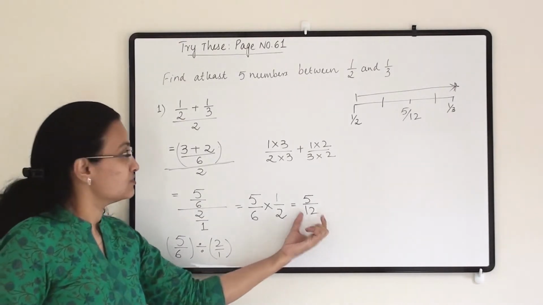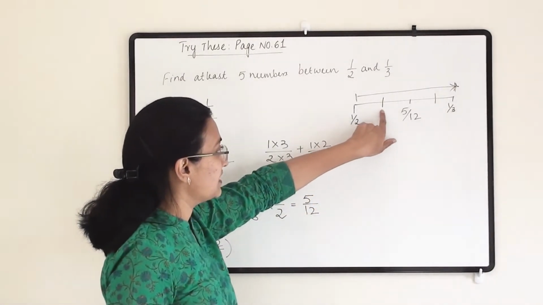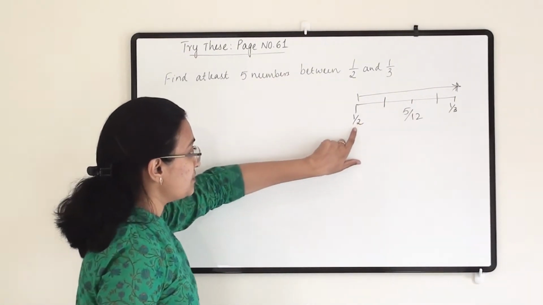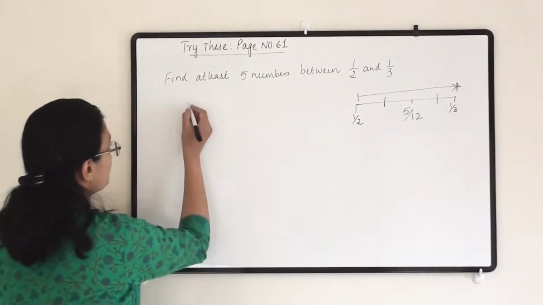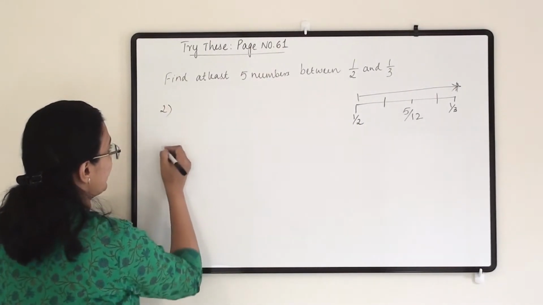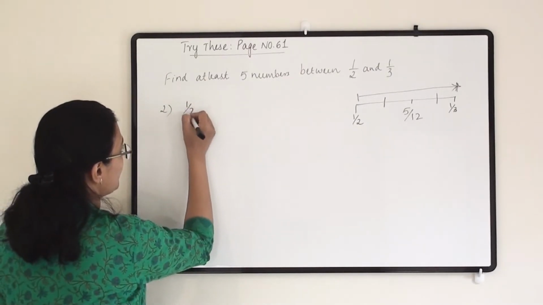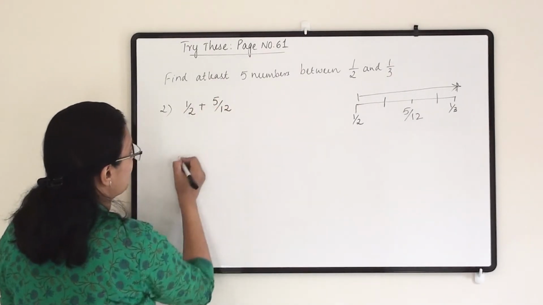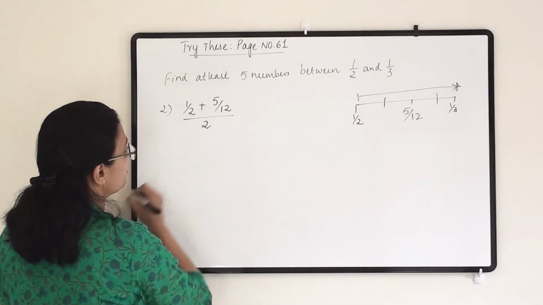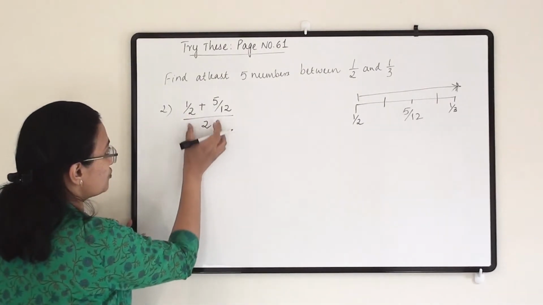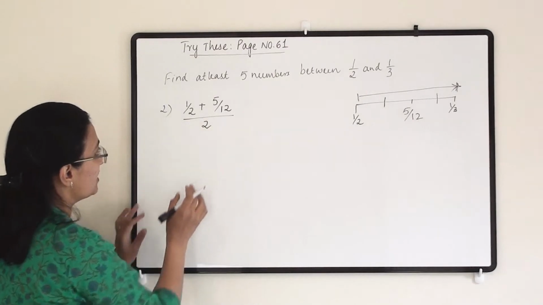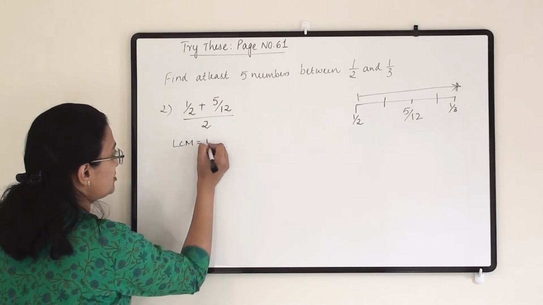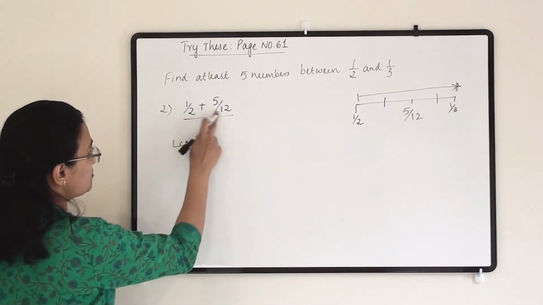It is very easy. So now let us first find this number and then we will find this number. Now we are finding the number which is in between 1 by 2 and 5 by 12. This is our second number. So we have to find the average of 1 by 2 and 5 by 12: these two numbers added, divided by 2. Now you can see here this is 2 and 12, so the LCM we will get for these two numbers will be 12.